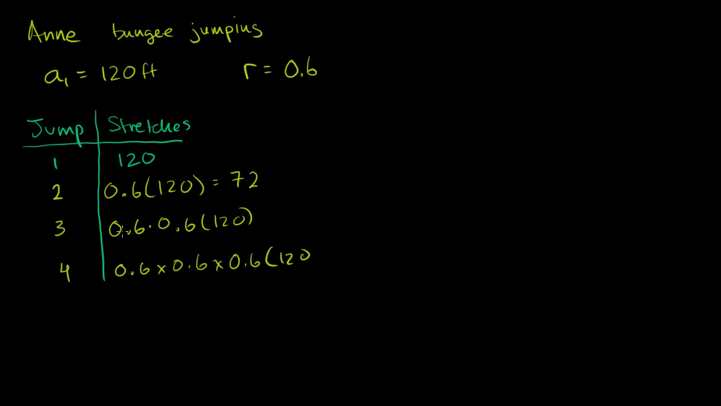So if we wanted to make a general formula for this, just based on the way we've defined it right here, the stretch on the nth jump, what would it be? So let's see, we start at 120. 120 times 0.6 times 0.6, times 0.6 to the what? To the n minus 1.